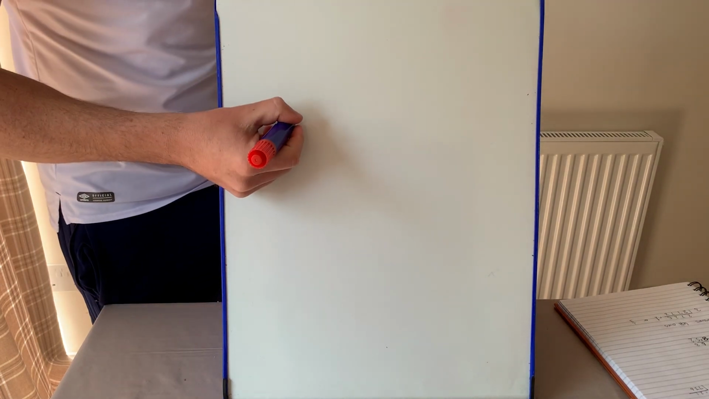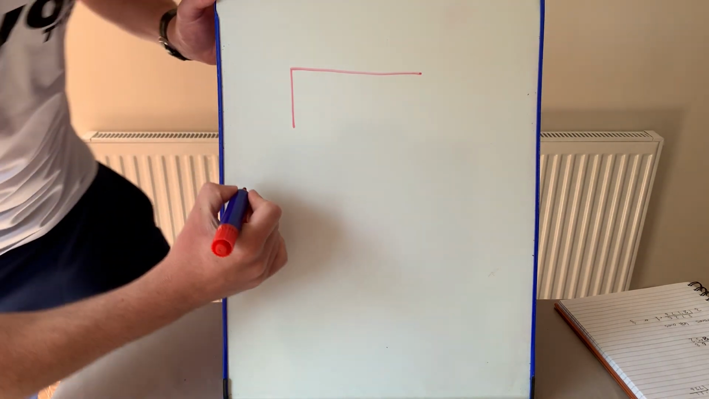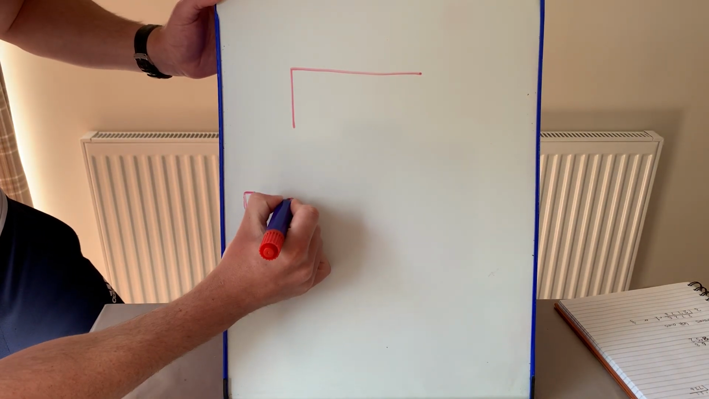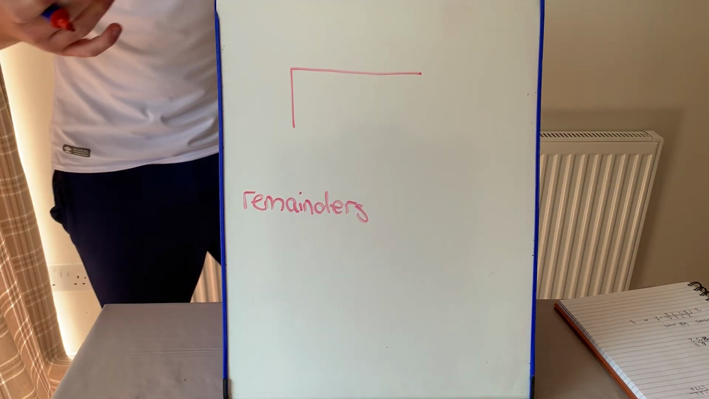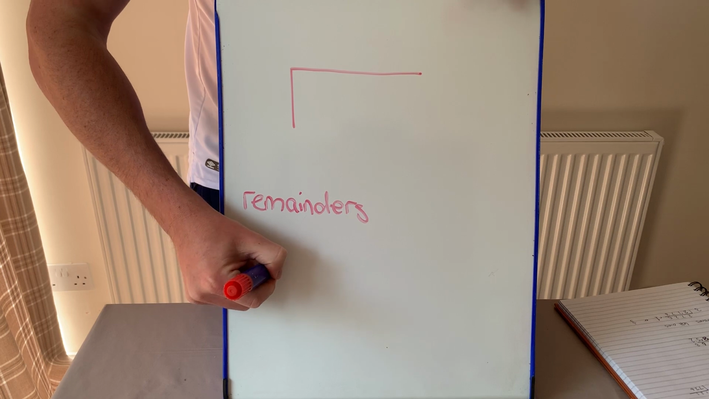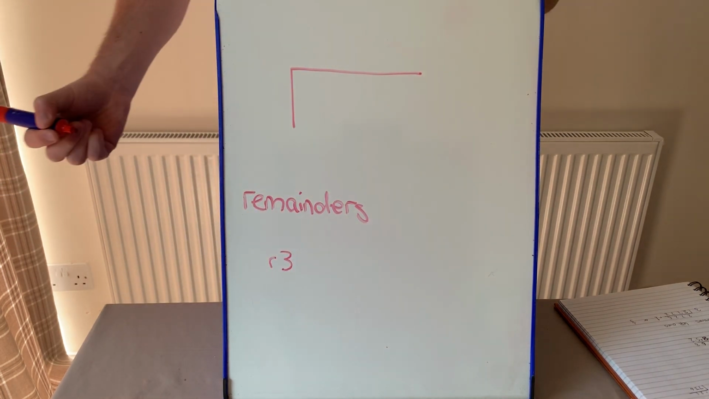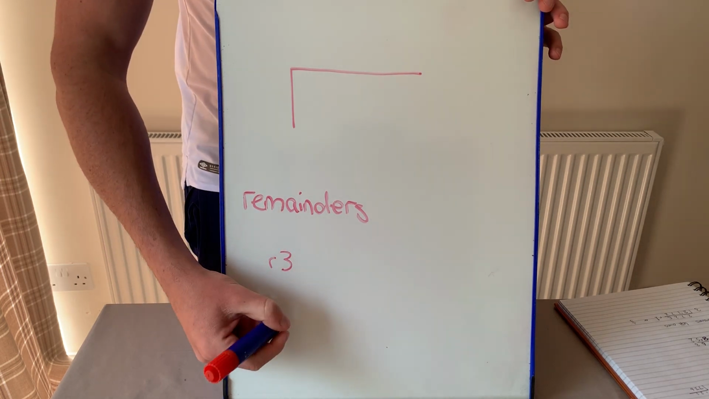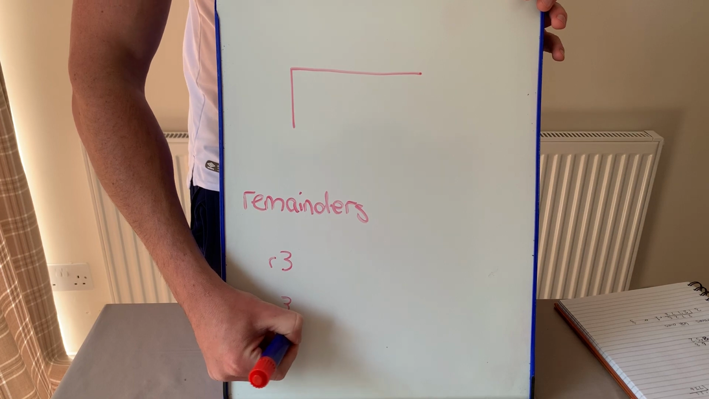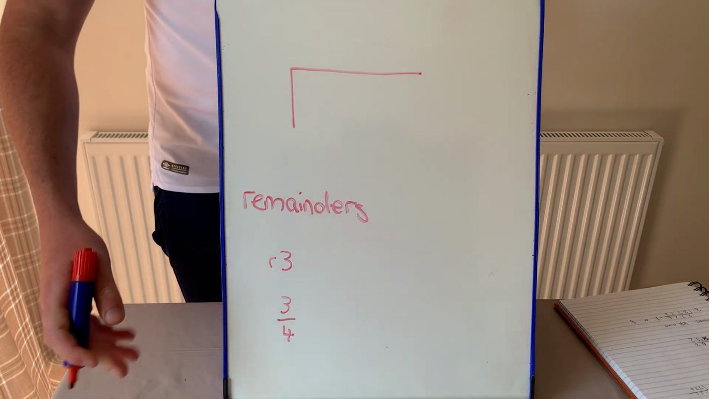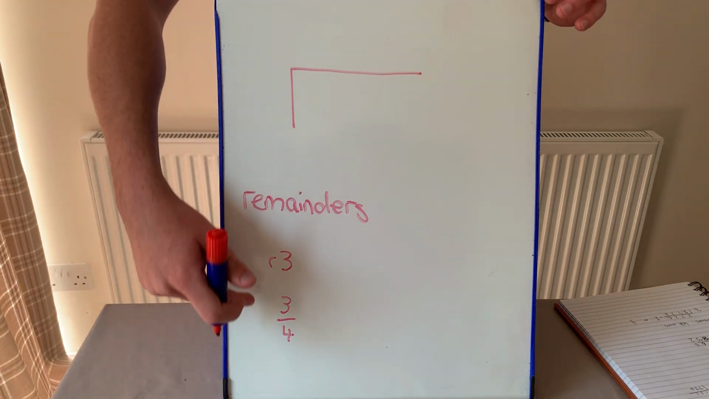Okay, right, what we are going to do is we are going to do one last one, and we are going to look at remainders. Remainders is spelt like that. A way that we can show this is with an R and then whatever number is left, so for example 3, or we can show it as a fraction, for example 3/4. So we can show remainders in 2 different ways. We can show them as an R, or we can show them as a fraction.